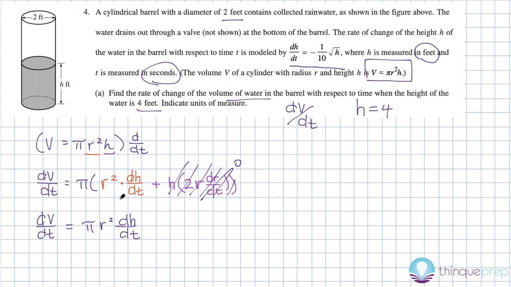And then from here, we can go ahead and plug in the values that they give us in the function. If we know that the diameter is 2 feet, then we know the radius is equal to 1 foot because the radius is half the diameter. So it's pi times 1 squared. And then they give us the function for dh/dt, so we can plug that in as negative 1 over 10 square root of h. The question gives us that h is equal to 4. And then if we were to simplify that, it becomes negative 1 over 5 times pi.